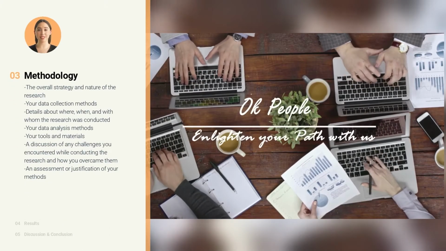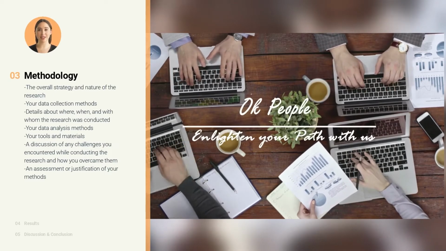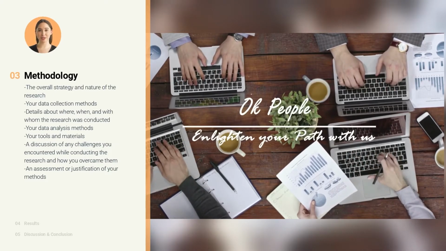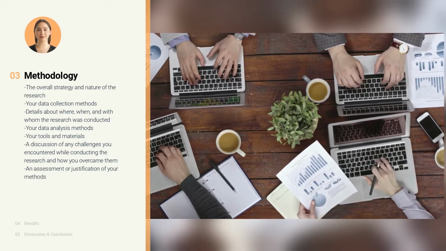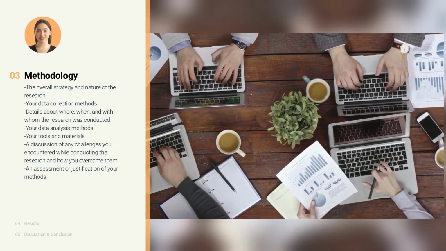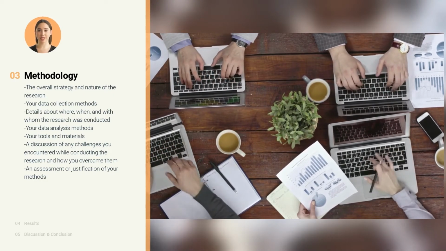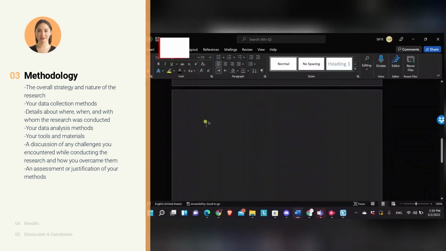The third chapter is the methodology. The methodology chapter or section describes how you carried out your research, allowing your reader to evaluate its validity. In general, you should include the overall strategy and nature of the research, for example, is it qualitative or quantitative? Your data collection methods, for example, have you used interviews or questionnaires? Details about where, when, and with whom the research was conducted.